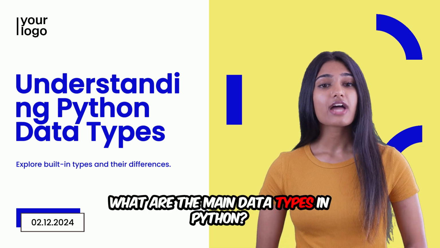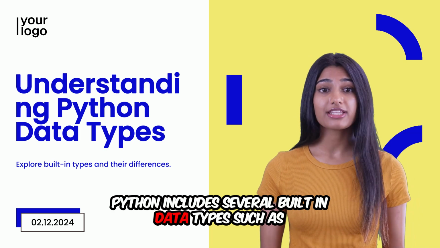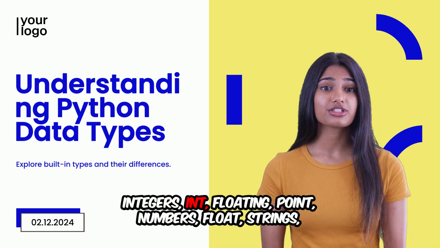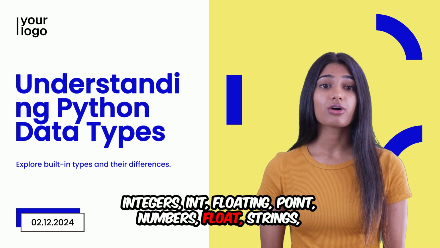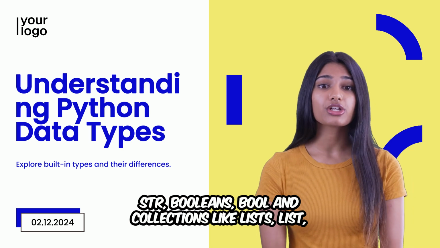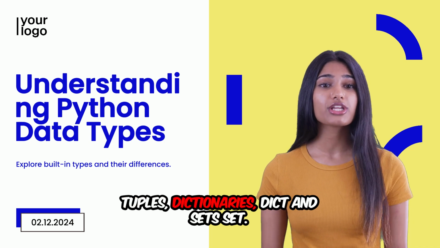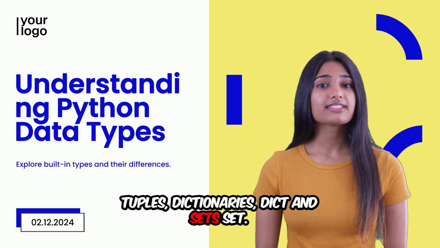What are the main data types in Python? Python includes several built-in data types, such as integers (int), floating point numbers (float), strings (str), booleans (bool), and collections like lists (list), tuples (tuple), dictionaries (dict), and sets (set).